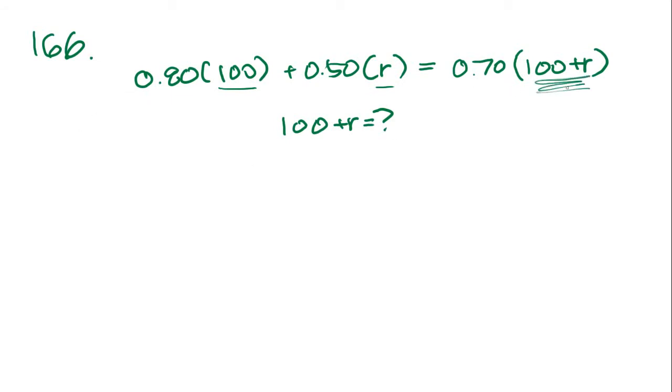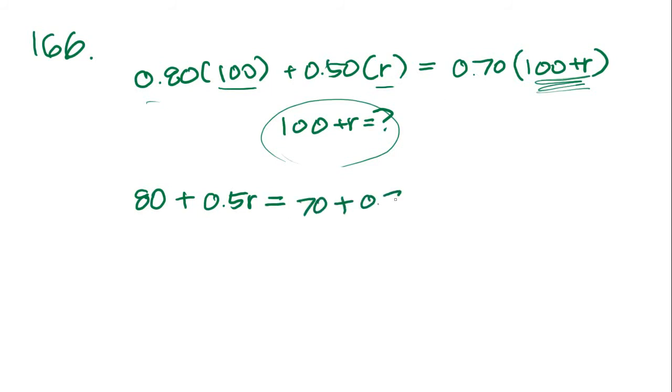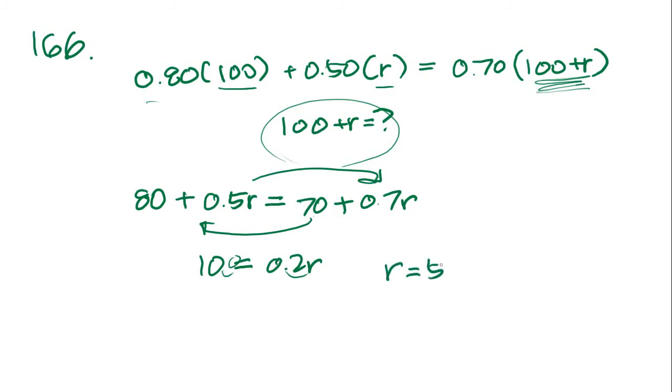Well, let's solve this equation and then plug in the R and figure out the answer here. So 0.8 times 100 is going to be 80 plus 0.5 R equals 70 plus 0.7 R. Move that over, move this over, and we get 10 equals 0.2 R. Move the decimal point one down, and R equals 50. What's 100 plus 50? That's going to be 150. And 150 is answer D.